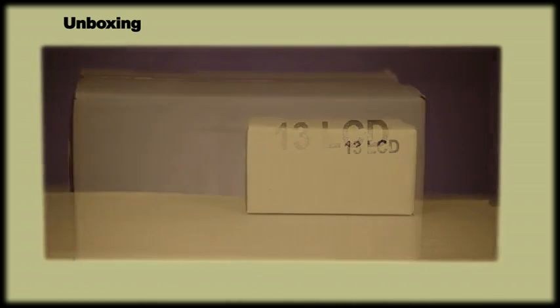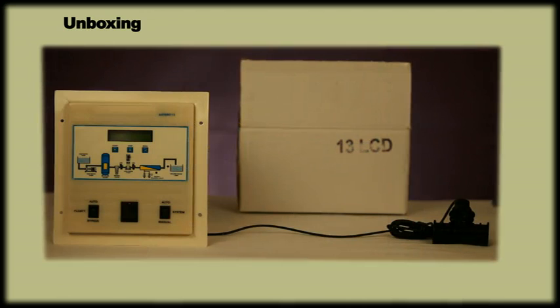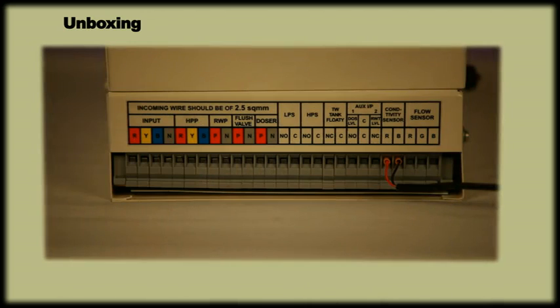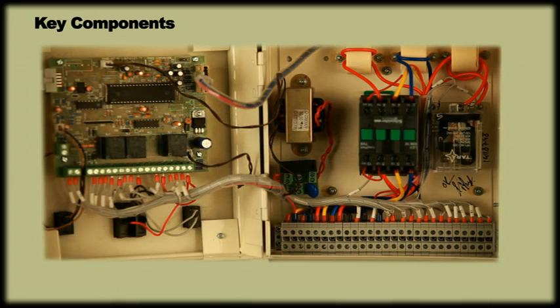Unboxing. Now, how do you identify the product that you have ordered? First of all, check the label and see if you have received the control panel as per your specified requirement. For example, if it is Astero 13, that means it is single phase raw water pump and 3 phase high pressure pump. Another way of finding out the panel configuration is by checking the terminal stickers that are placed on both inside and outside of the panel. Let us find out the different components of the control panel.